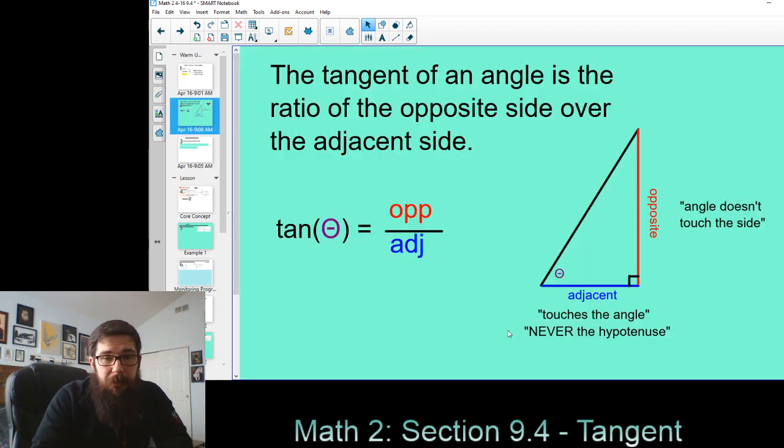So first up, we got one of those turquoise slides here. That's basically your toolkit. What I'm saying here is this phrasing is pretty critical. You're not going to have to necessarily repeat this so much, but I'm going to showcase what I mean and how people often make a mistake with this. It says the tangent of an angle is the ratio of the opposite side over the adjacent side.